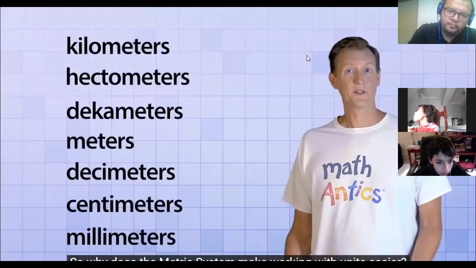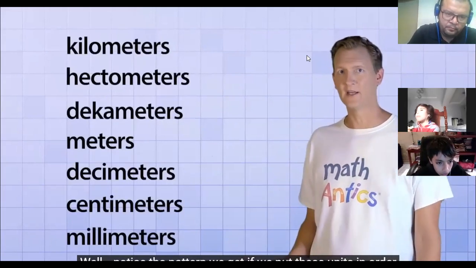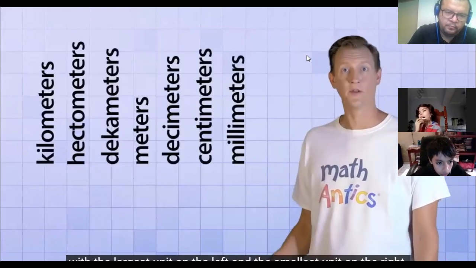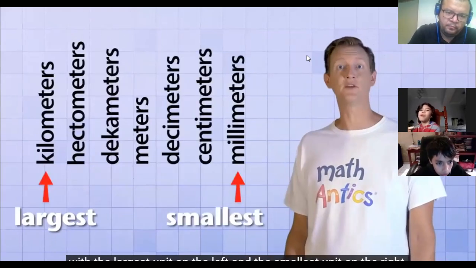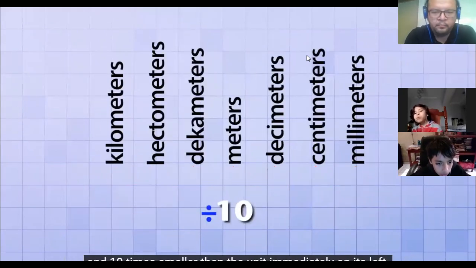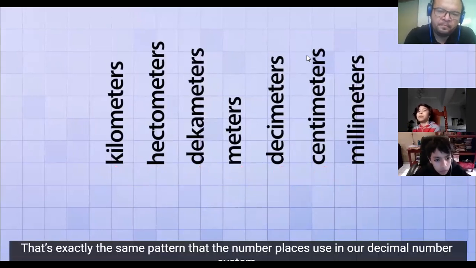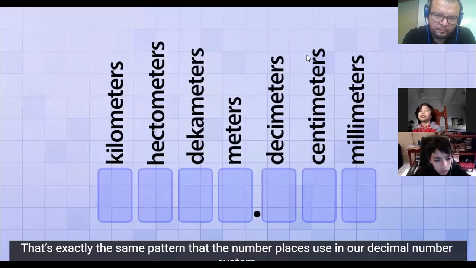So why does the metric system make working with units easier? Well, notice the pattern we get if we put these units in order with the largest unit on the left and the smallest unit on the right. Each unit is 10 times bigger than the unit immediately on its right and 10 times smaller than the unit immediately on its left. That's exactly the same pattern that the number places use in our decimal number system.